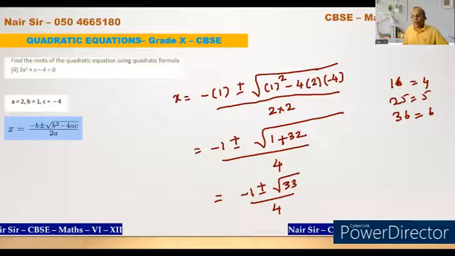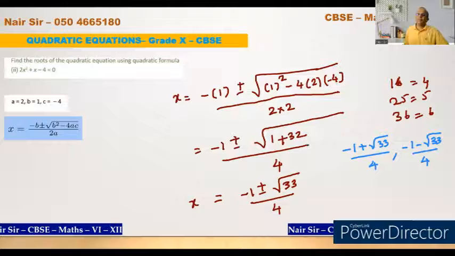That means there is no square root for 33. So what you are going to do is, you are going to say x is equal to, the first thing you are going to write it as, minus 1 plus root 33 upon 4. No need of solving it. And the second one will be minus 1 minus root 33 upon 4.